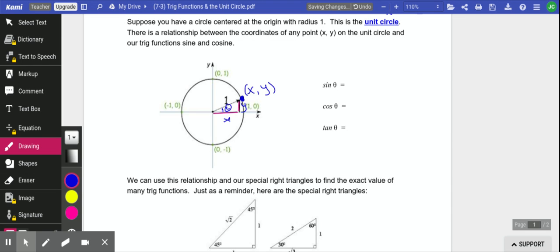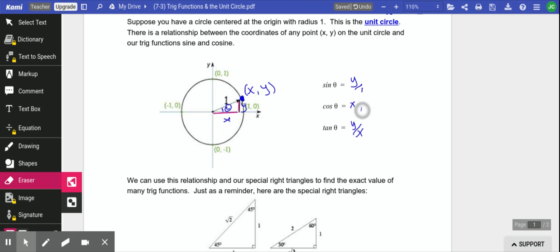Also, I want you to notice that the sine of theta is opposite over hypotenuse, so that's y over 1. Cosine of theta is going to be adjacent over hypotenuse, which is x over 1. And tangent of theta is going to be opposite over adjacent, which is y over x. Now, a couple of those things we don't actually need the over 1 part, so we'll just get rid of those.